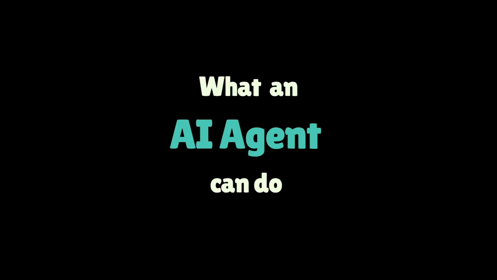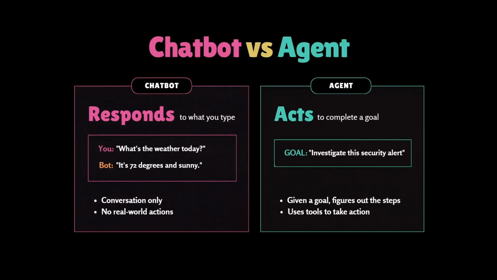In this video, I'll show you what an AI agent can do. But before we dive in, let's quickly look at why an AI agent is not a chatbot. A chatbot responds to what you type. It's just a conversation and there's no real-world actions. An AI agent acts to complete a goal. So an agent is given a goal and figures out the steps using tools to take action.